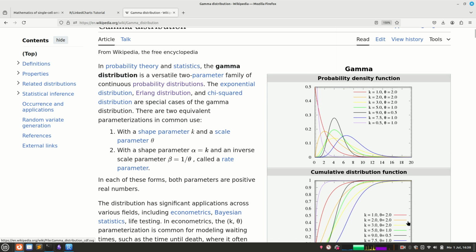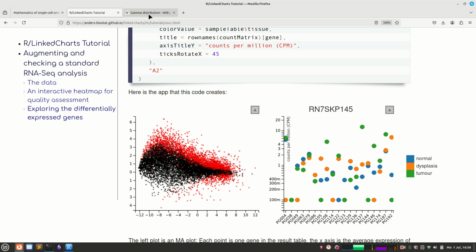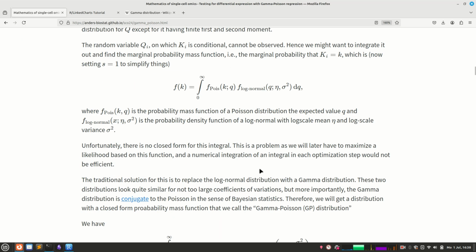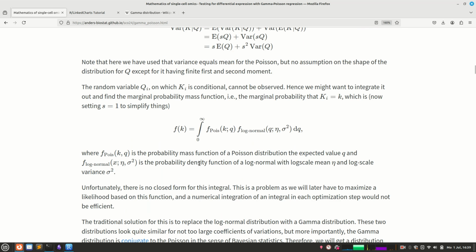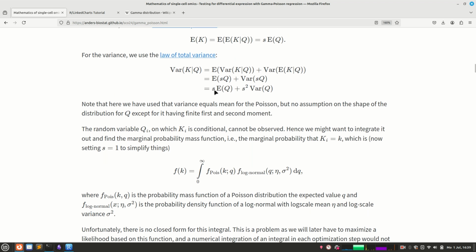But the more important thing is that the gamma distribution has a tighter relation to a Poisson distribution, in what Bayesian statisticians call conjugate distributions, in the sense that if you multiply one with the other and integrate, we get back one of the two. And this is what we use here by saying we replace the log normal now by a gamma distribution as follows. To make my life easier, you might have noticed I dropped the S by now and always say S equals 1 from now on.